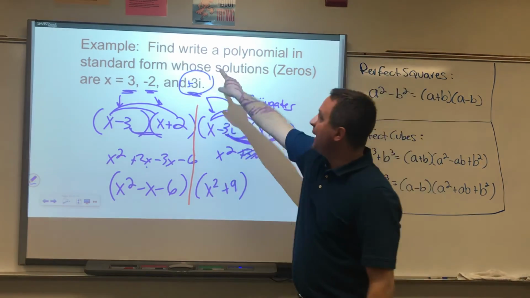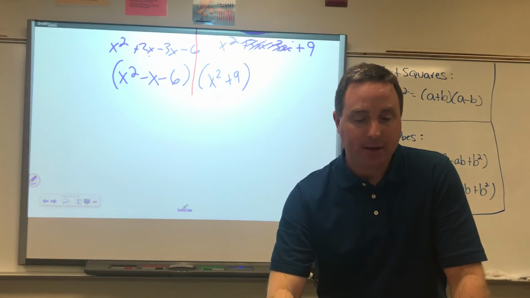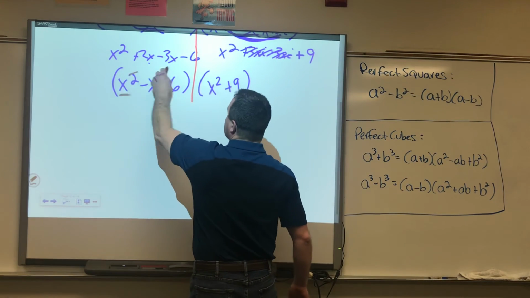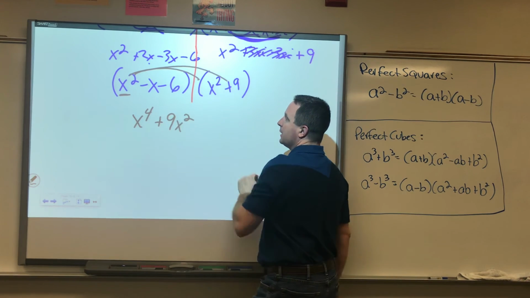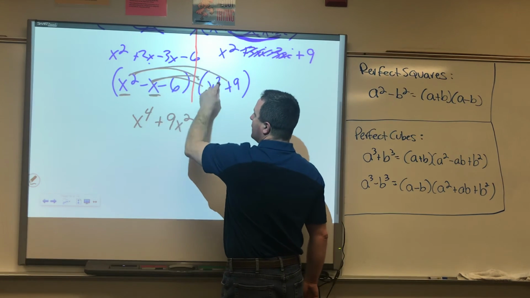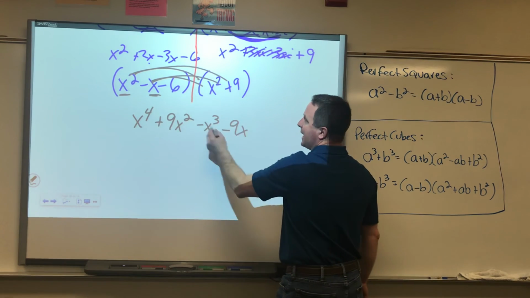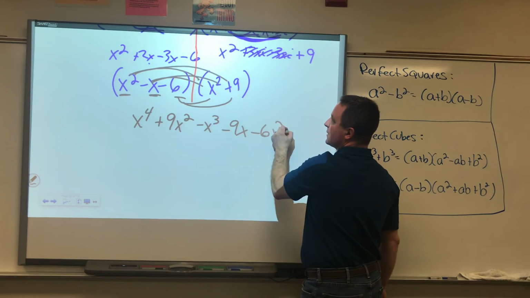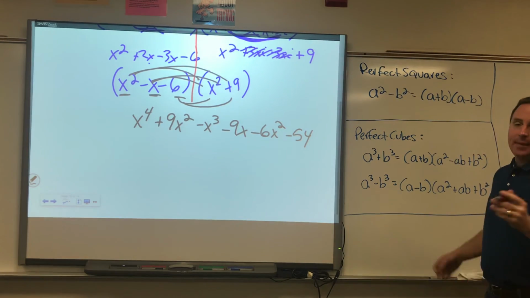And lastly here, to find my big polynomial, I need to multiply all of that together. And we're going to get kind of a big long polynomial expression here. How's this go? So I'm going to take the x and distribute it through. I'm going to get x to the 4th plus 9x squared. Then I'm going to take this negative x and distribute it through. I'm going to get negative x cubed minus 9x. And then I'm going to take the 6 and multiply it through. Negative 6x squared minus 54. And then I'm going to combine my like terms.